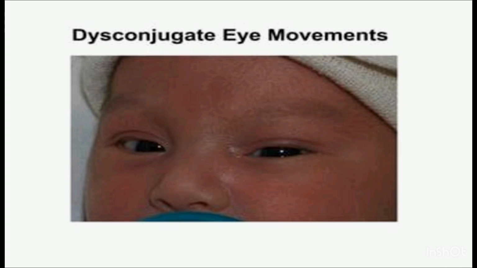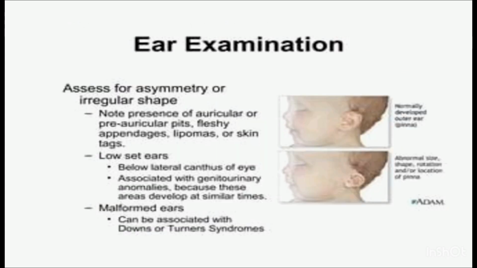This is the picture of disconjugate eye movement. It is a disparity of visual axes when the eyes do not coordinate with each other.